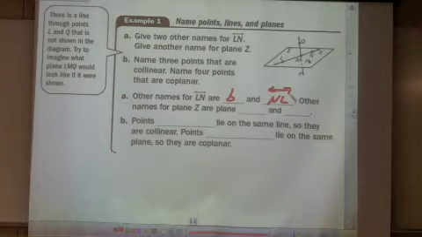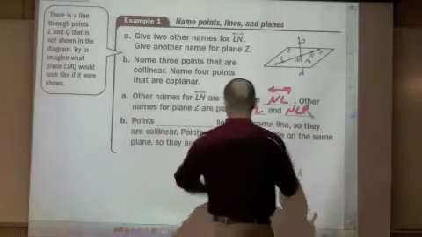Anybody see 3 points that would help us make it? Yeah. What was it? NPL. There's 3 points on the plane, so we could call it plane NPL. Anybody got another one? Farley? MLP. Oh, look at you. NLP, huh? Order doesn't matter. They look different, but it's the same plane.